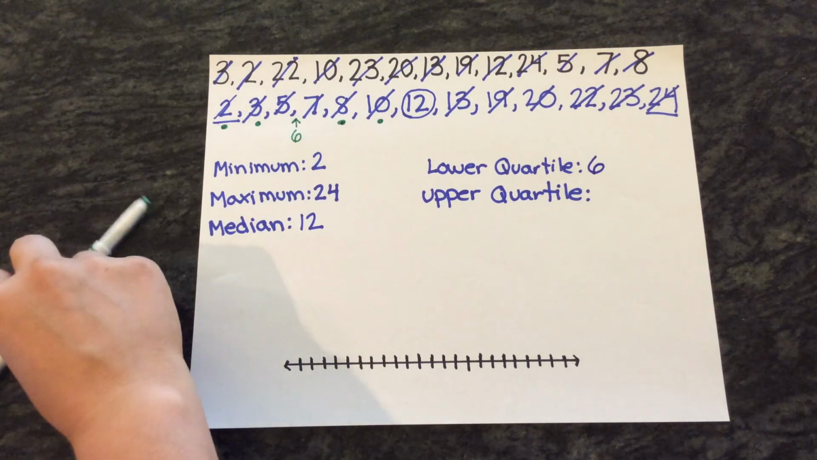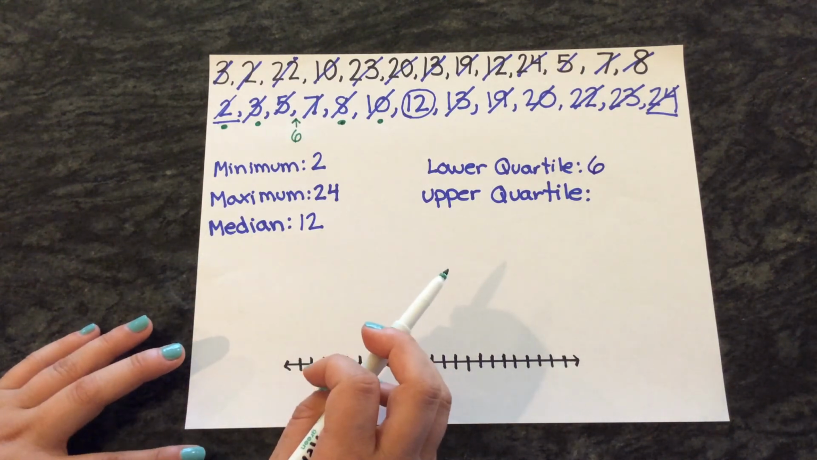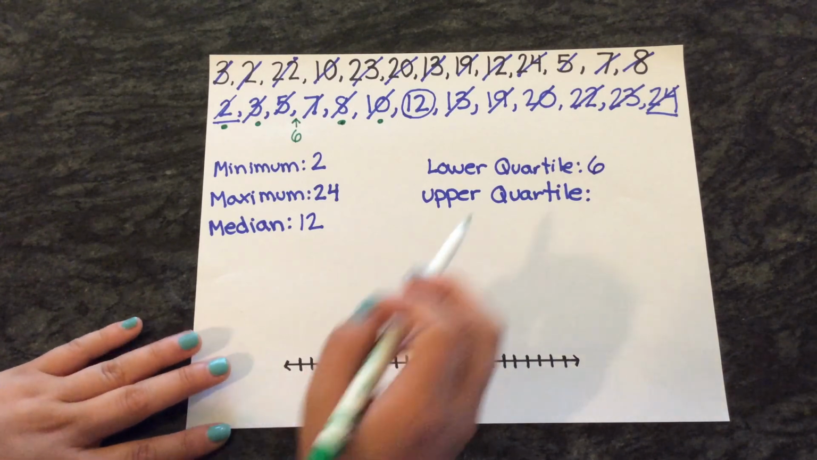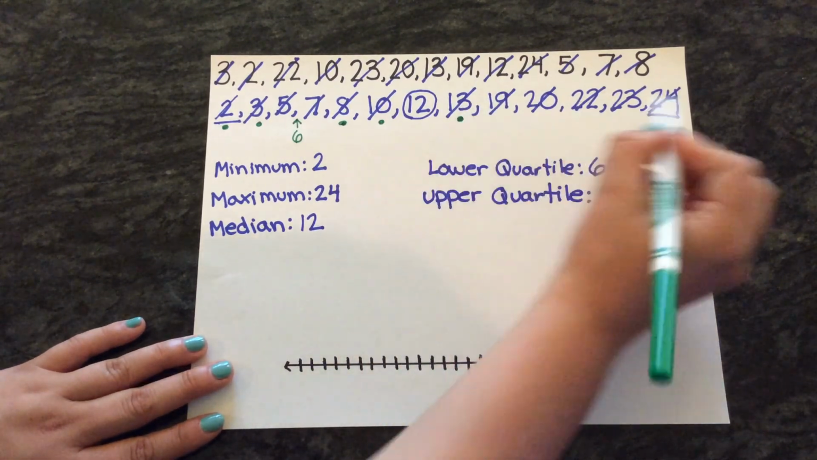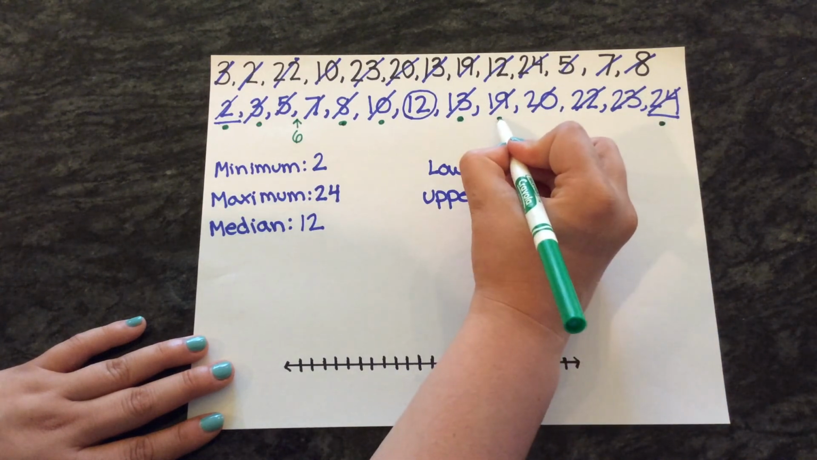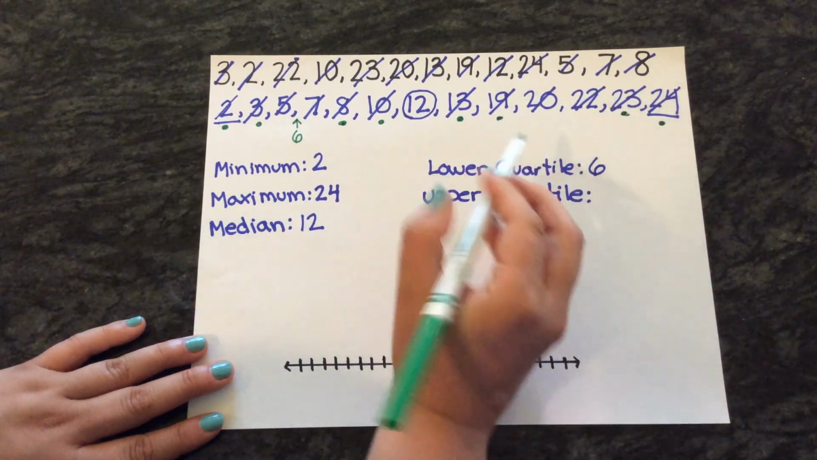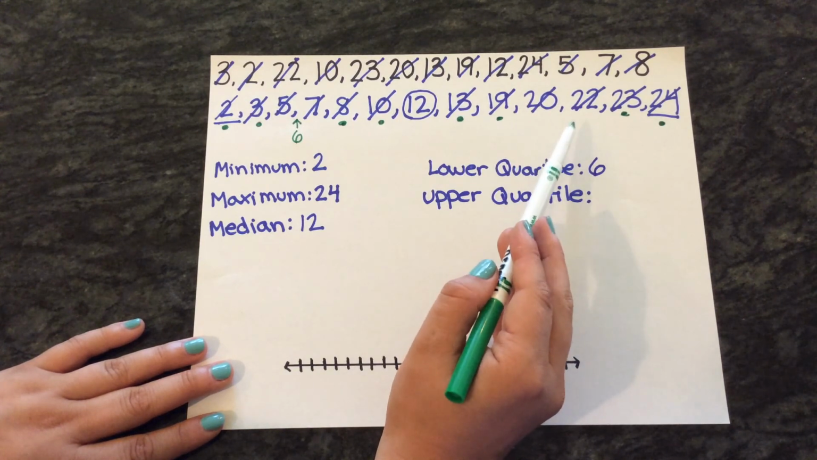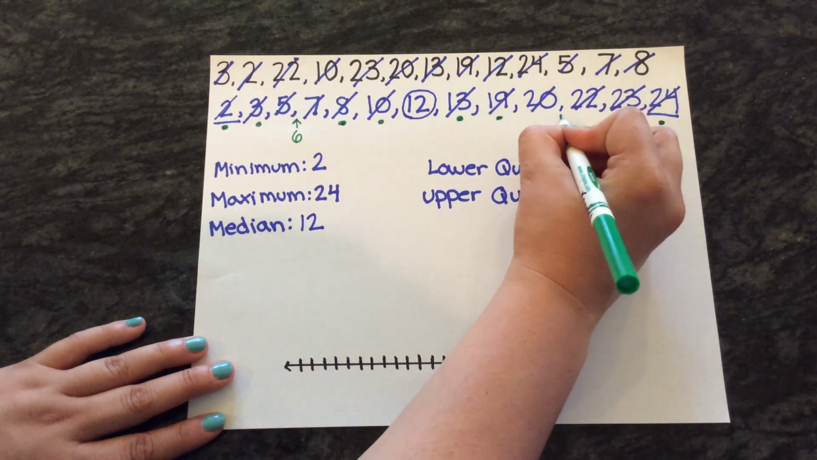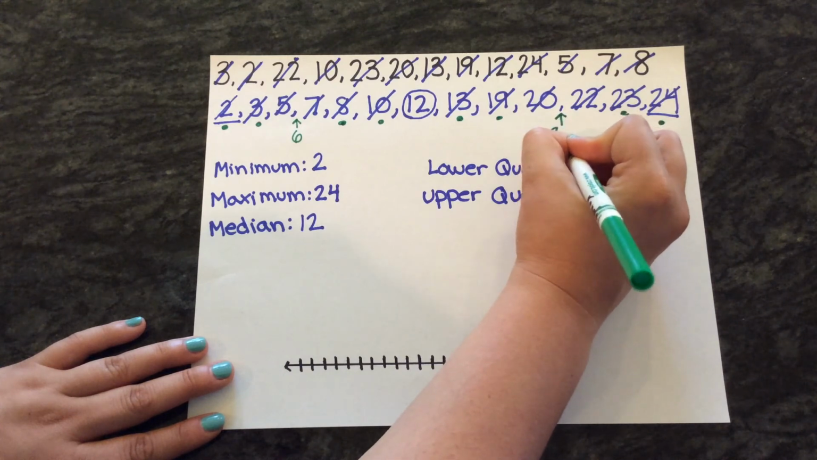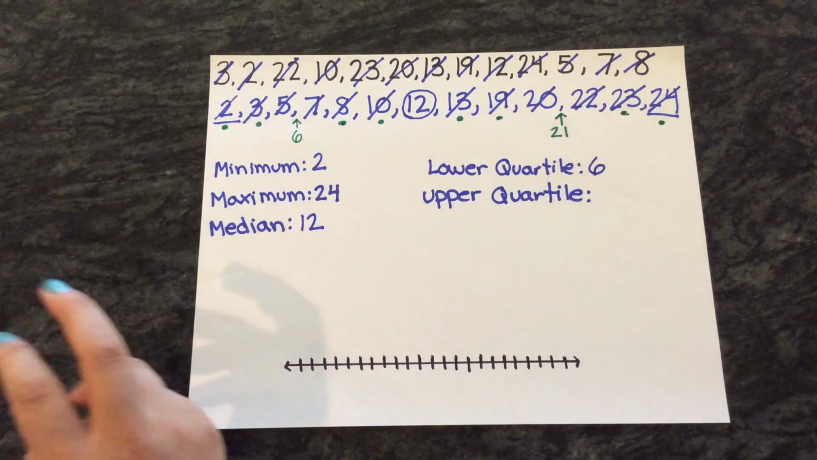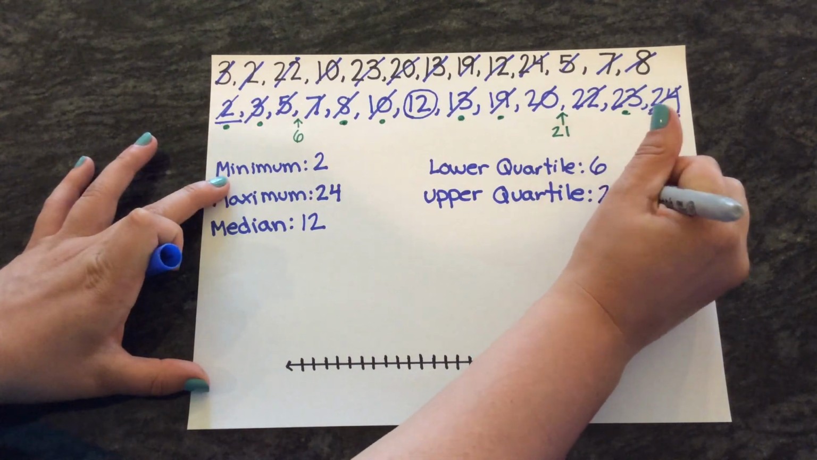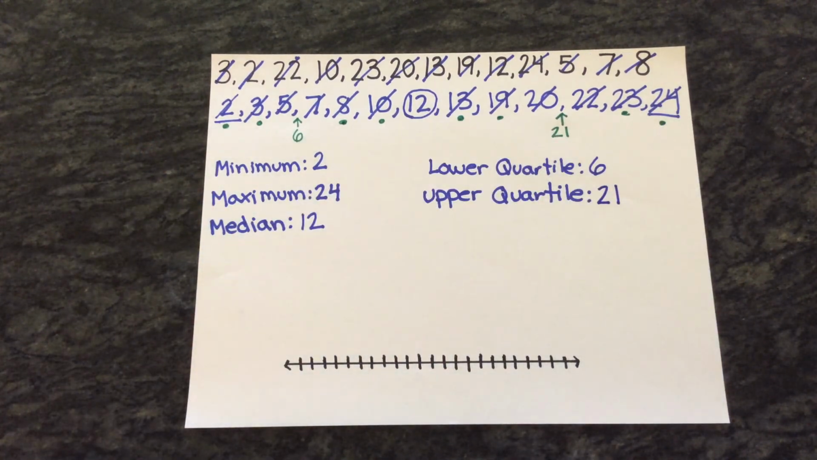I'm going to repeat the same process to find the upper quartile. Remember, I am not including the median. Again, I am left with 2 numbers, 20 and 22. The middle would be 21. So my upper quartile is 21.